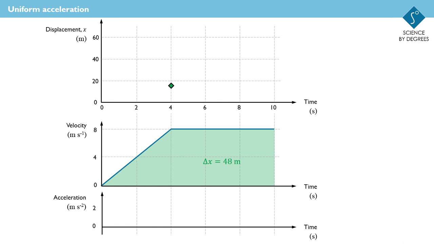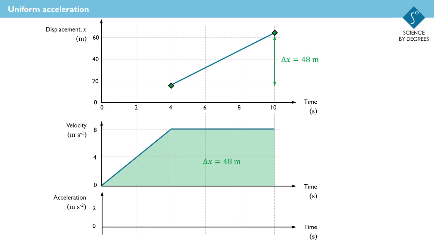And then we know that the second bit of the motion had a change in displacement of 48 meters, so we can move up 48 meters and then join those points with a straight line. And we know we join them with a straight line because the velocity is constant there, so the displacement is changing uniformly. There we go, there's 48 meters displacement.